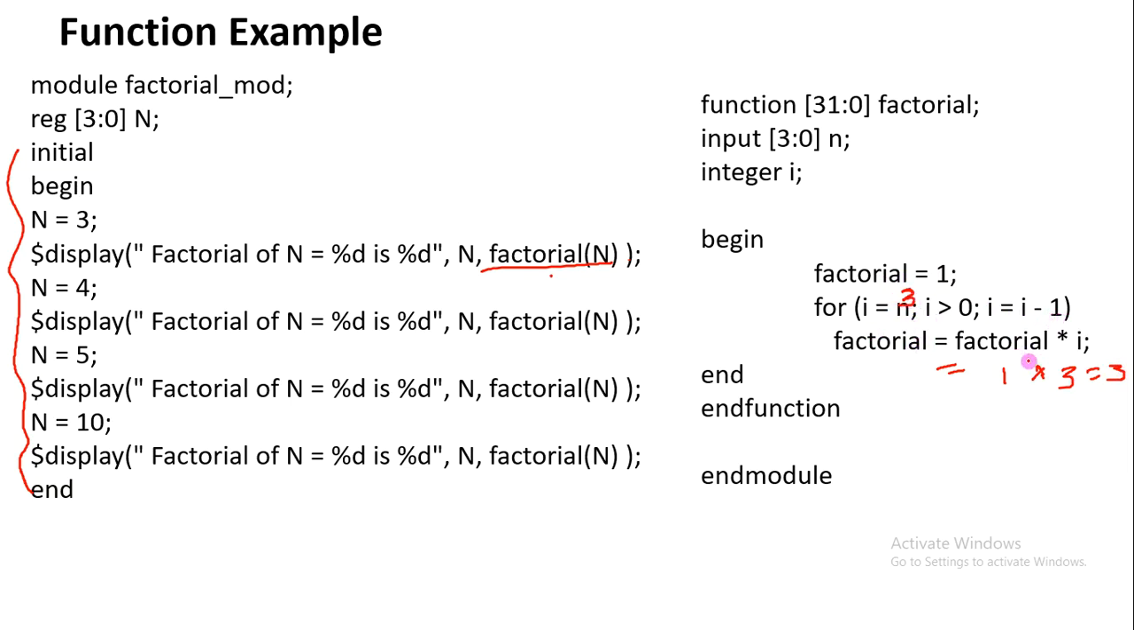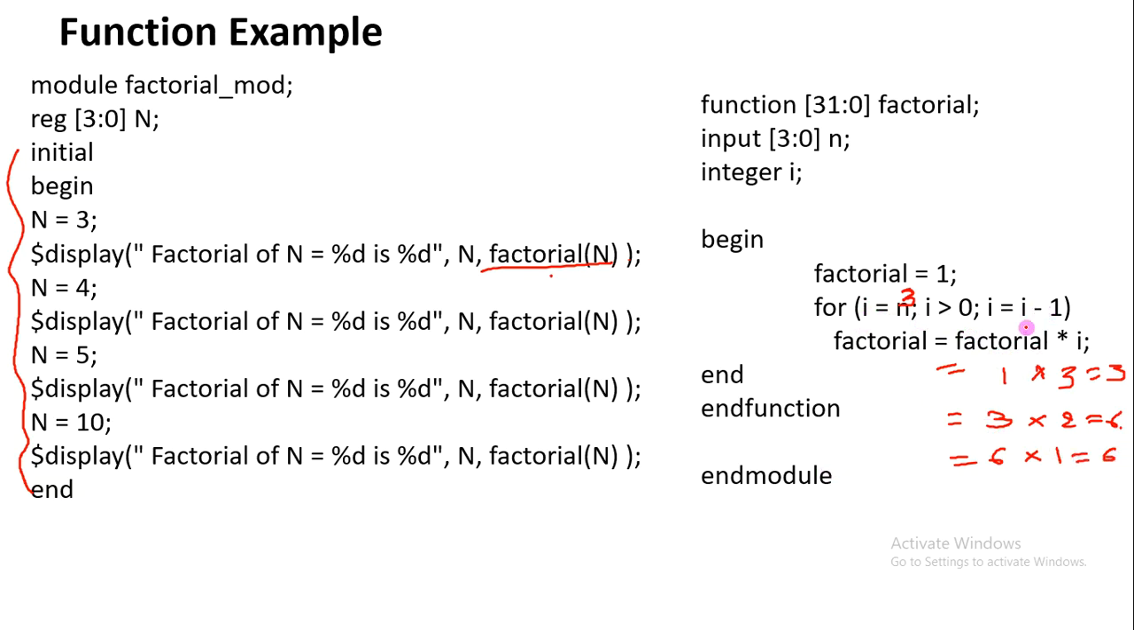So when I is equal to 2, factorial would have been assigned the new value, that is 3. I is now 2, so 3 into 2, I'll get 6. 6 is the new value of the factorial. Then I is decremented to 1. Still satisfies. Factorial is 6 now, 6 into 1 is equal to 6 itself.